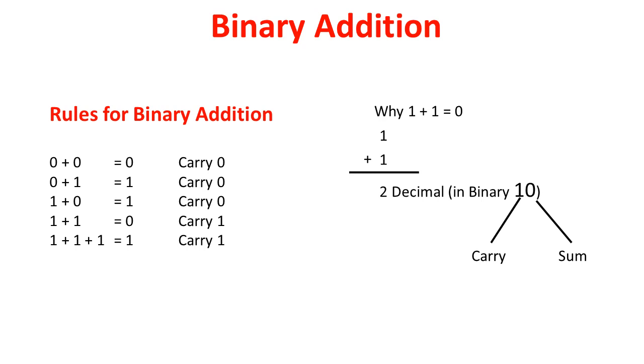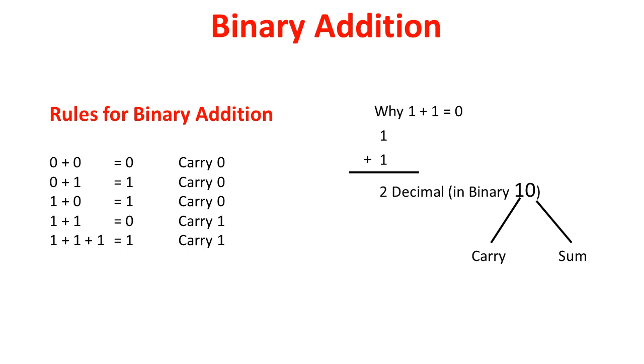You can observe on our left we have some rules. 0 plus 0, the sum will be 0 and the carry will be 0. 0 plus 1, the sum will be 1 and the carry will be 0. 1 plus 0, the sum will be 1 and the carry will be 0. But 1 plus 1, the sum will be 0 and the carry will be 1. How is it so? We are going to discuss that later.